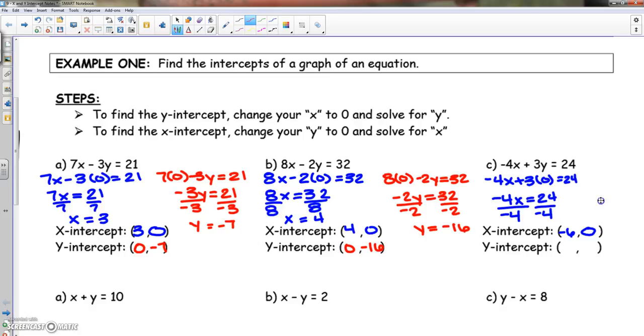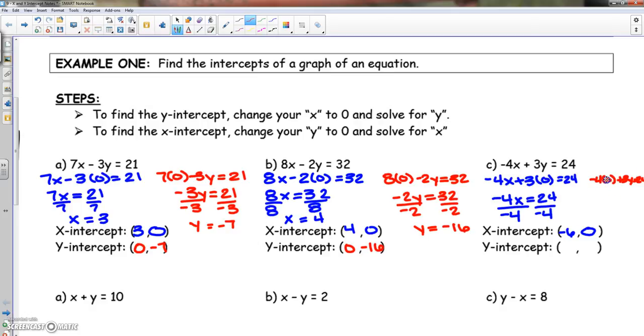Now I have to do my y-intercept. Again, I want to get rid of x because I'm solving for y, so I would plug in a 0 for x. So that's going to be negative 4 times 0 plus 3y equals 24. Sorry guys, I'm running out of room.